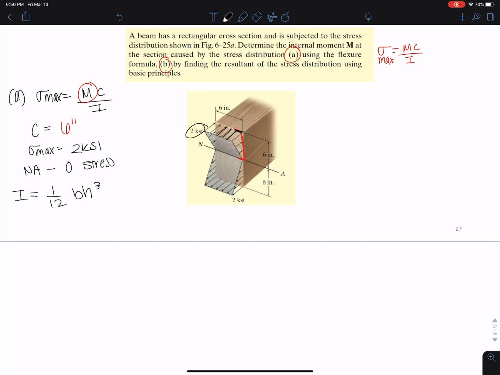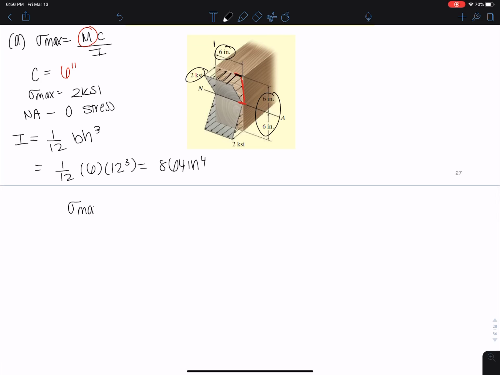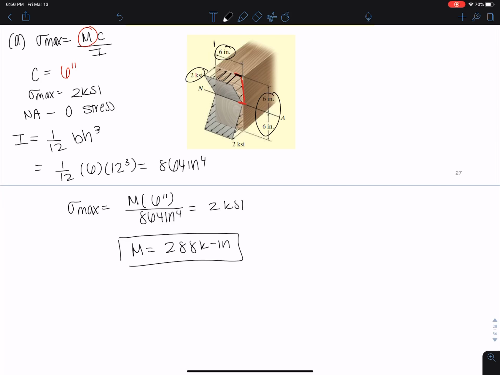Okay, so my base is going to be the 6 inches, my whole height 12 inches, and I just plug everything in, and I get 1/12 times 6 times 12 cubed for a grand total of 864 inches to the fourth. And I just plug and chug, and I get sigma max equals M times 6 inches over 864 inches to the fourth, and sigma max is 2 ksi. So I can solve, and I get 288 kip-inches. Done. One way done.